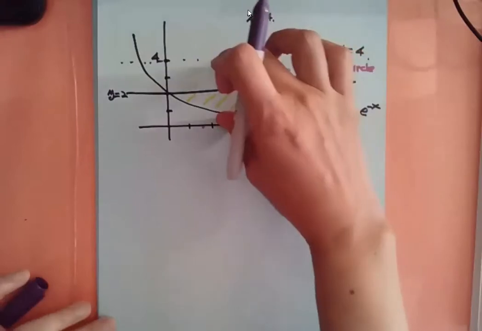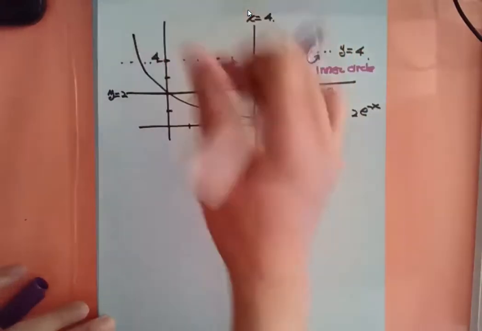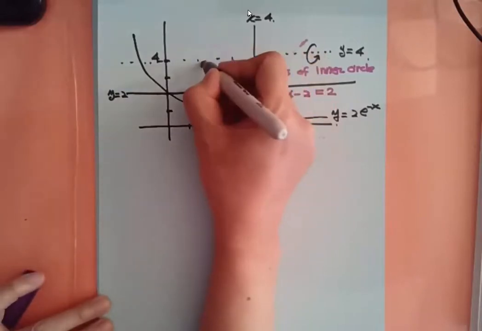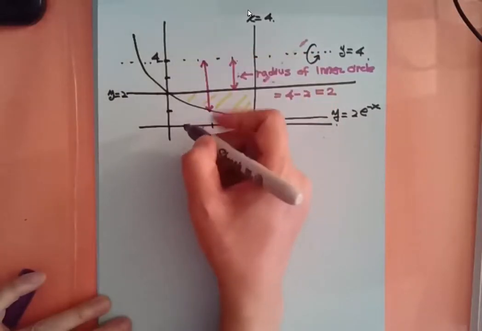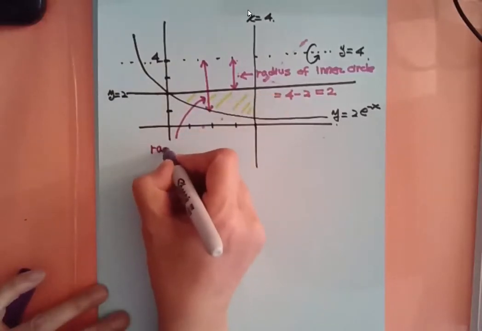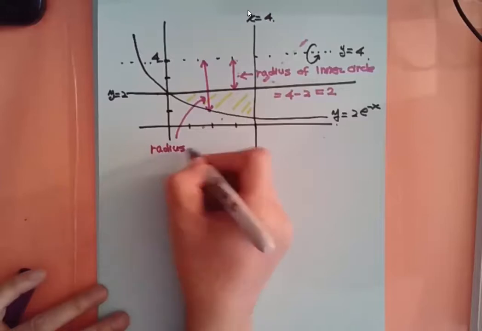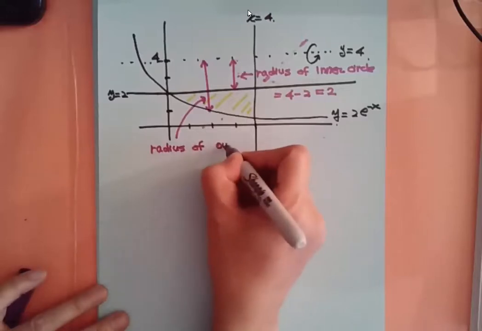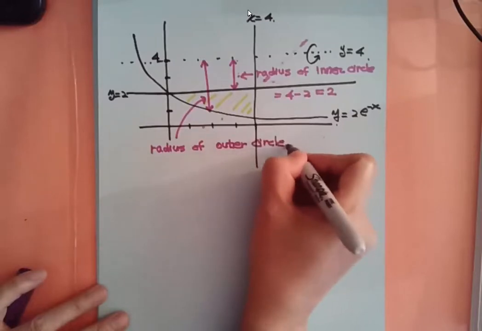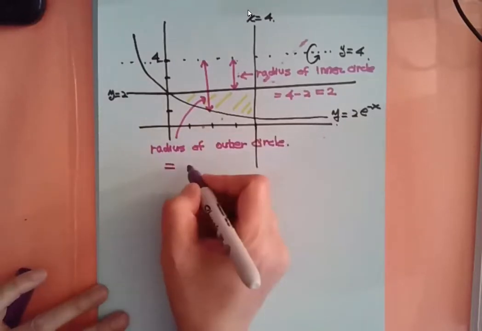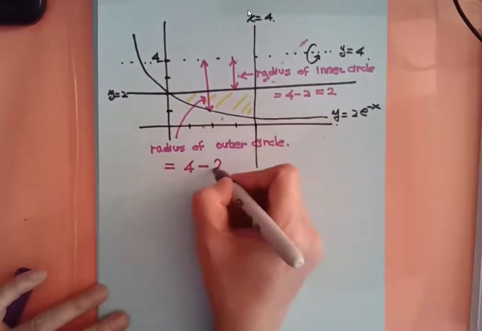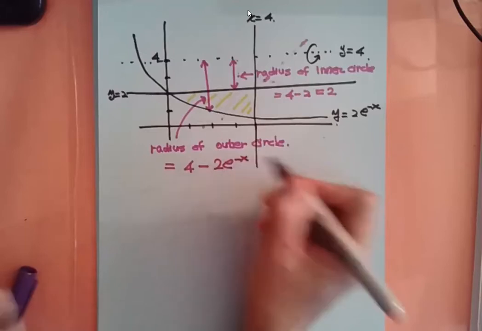And this is rotated around this axis. So we think about the radius, then the radius looks like this. This is the radius of the outer circle. That is 4 minus this value, which is 2 times e to the minus x.